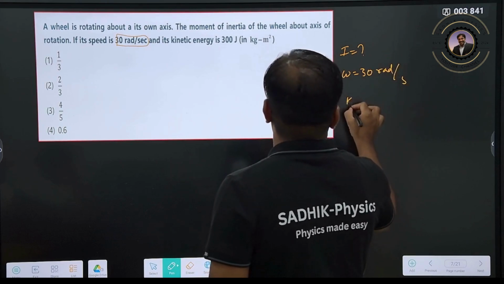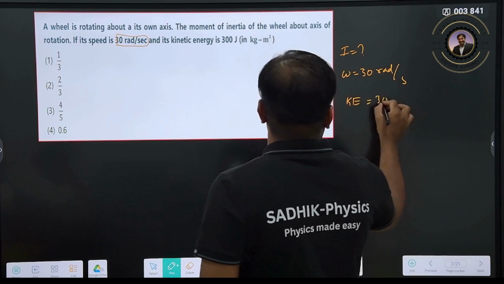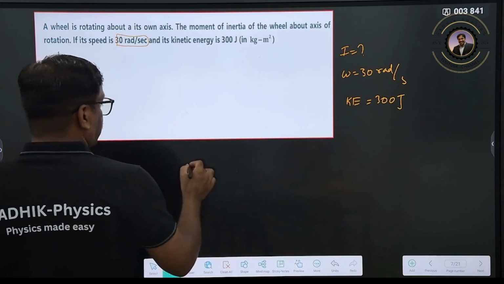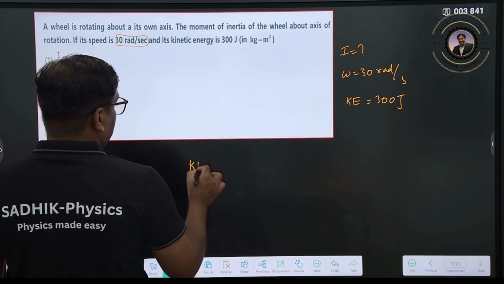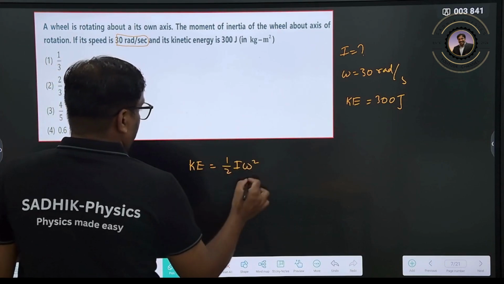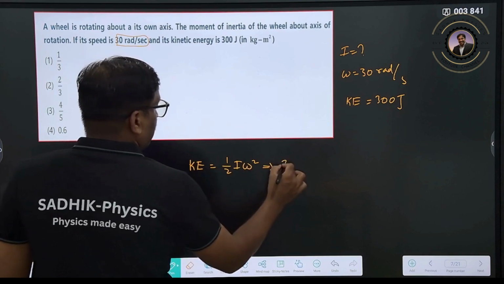Kinetic energy is given as 300 joules. Simple thing. Now, kinetic energy, what is the formula? That is nothing but half I omega square. So that implies kinetic energy is given as how much?